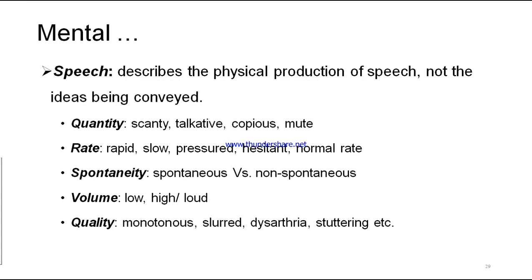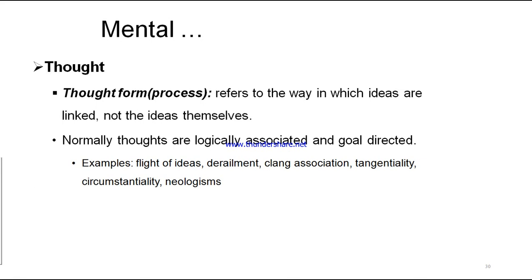It can be appropriate or inappropriate. The other is speech. Speech is described by quality, rate, spontaneity, and volume; it can differ in these. Then thought: thought also refers to the way in which ideas are linked, how coordinated and connected the ideas are.